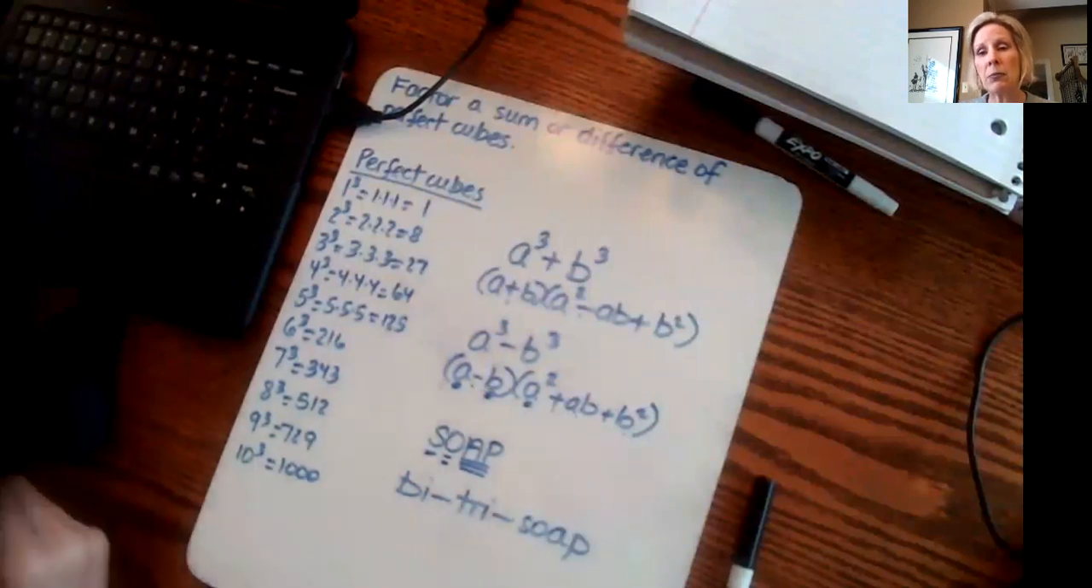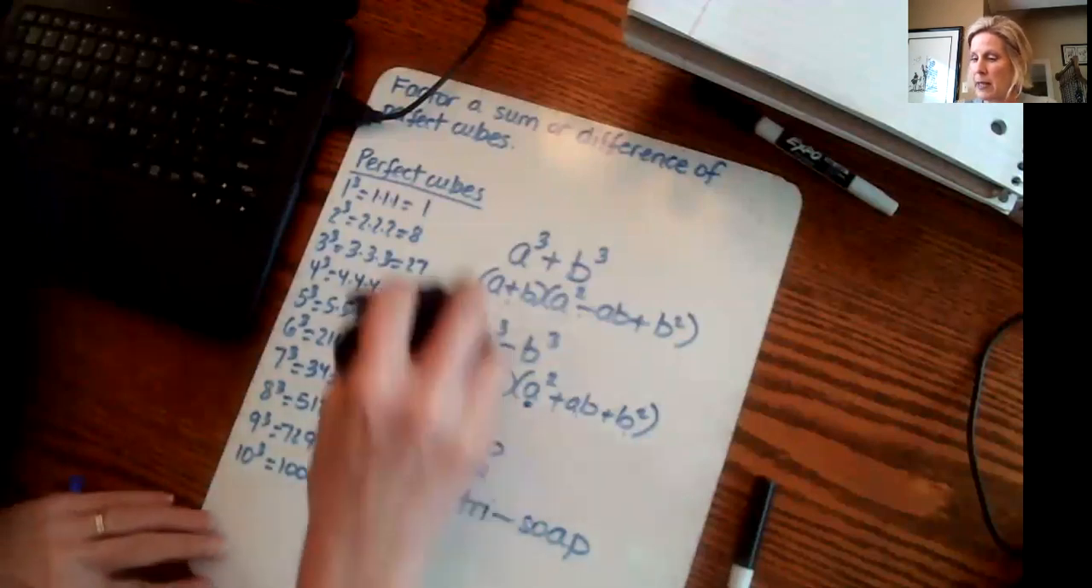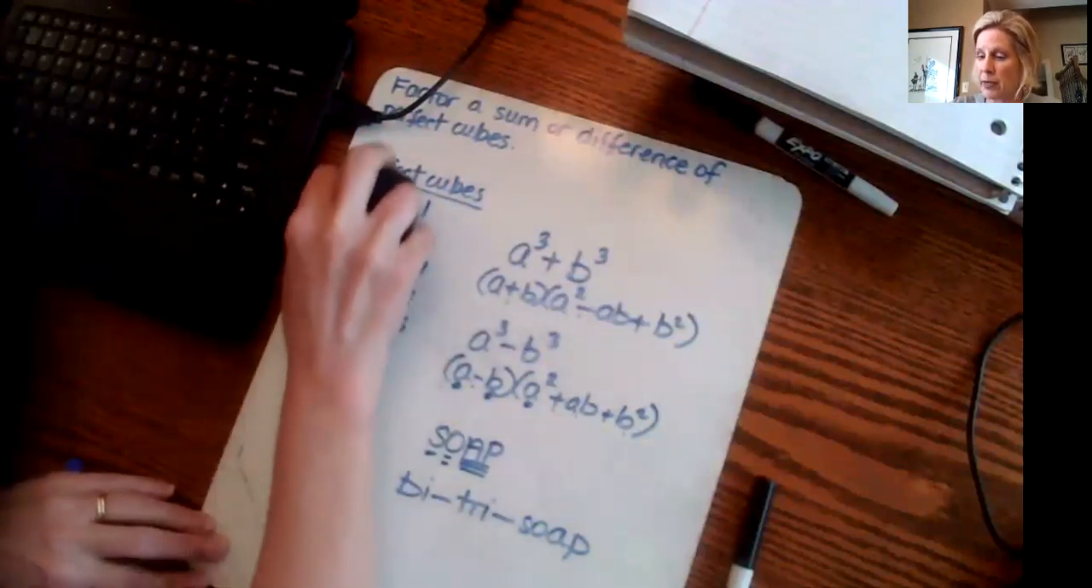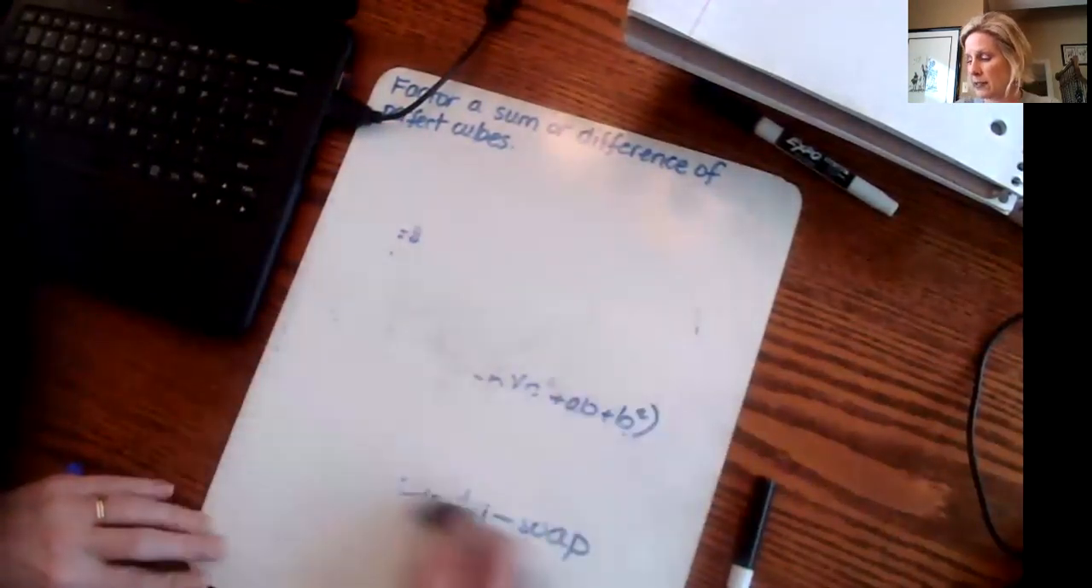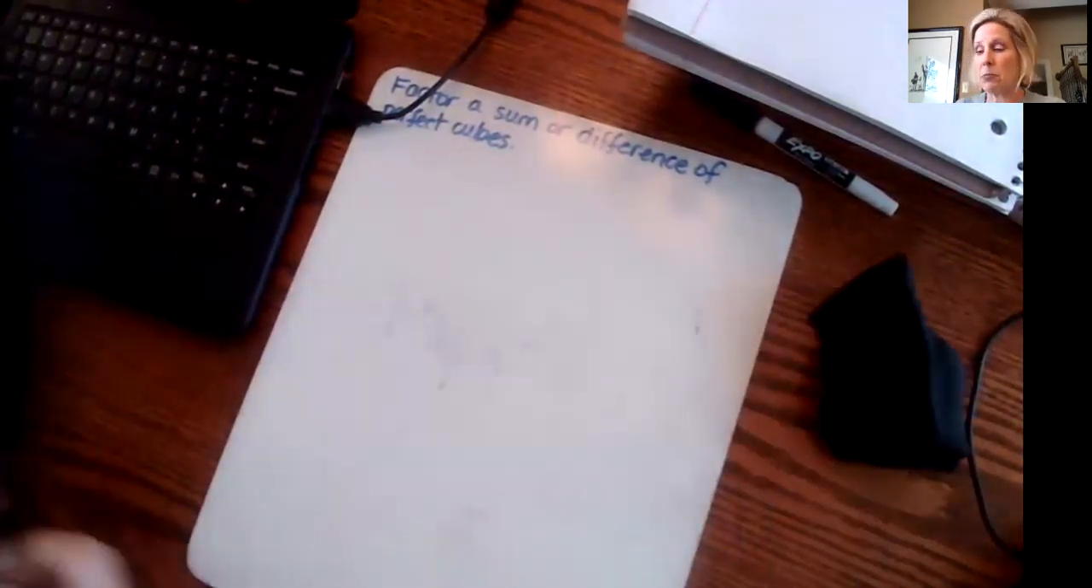And it is some memorization. We'll talk about why it works on the next problem. But you do need to memorize bi, tri, SOAP. And you need to memorize cube root, first squared, first times second, second squared. So we're going to go through the problems. Let's go ahead and do our first little example. We're going to do a few more examples on this since it's brand new to you.